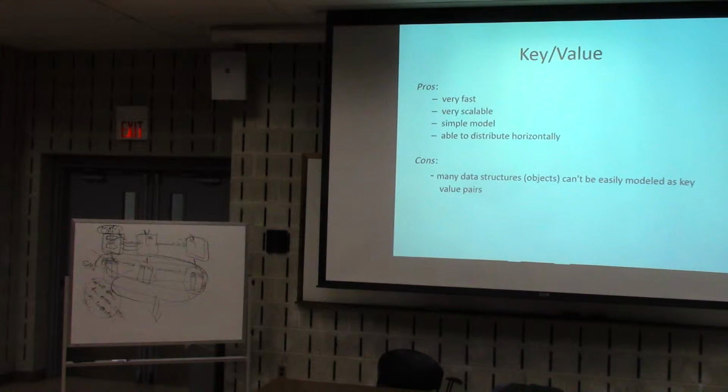Key-value has benefits: it is fast, scalable, and simple. It can also be distributed. That's another reason. But there is a problem: we sometimes have to work with MapReduce, because it's too simple, so not all data structures fit the key-value form.